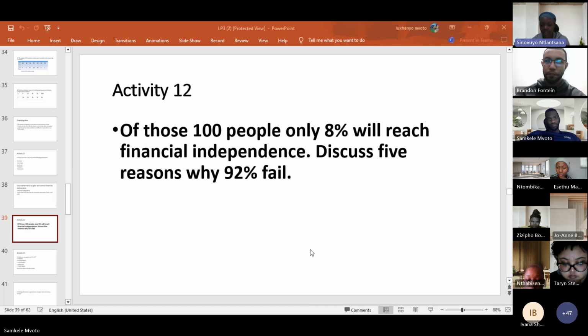Musa also wrote something in the chat. This is the answer from Musa Sitole. Poor spending habits and lack of budgeting: overspending, impulse purchases, and failing to prioritize needs over wants can lead to financial instability and make it challenging to save and invest for the future. My mic is not working. Okay, thank you, Musa. Noted.